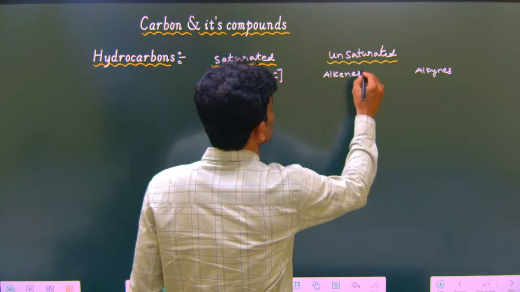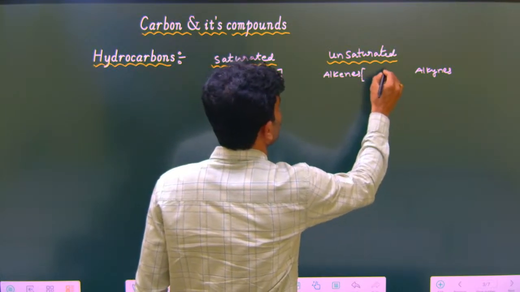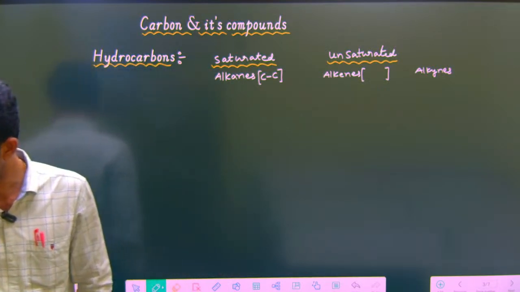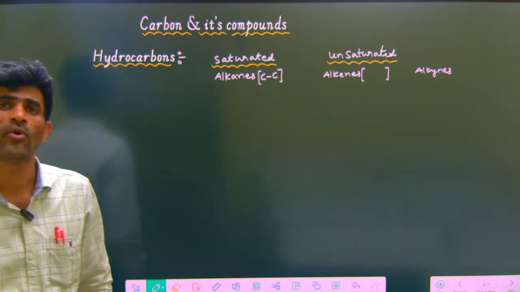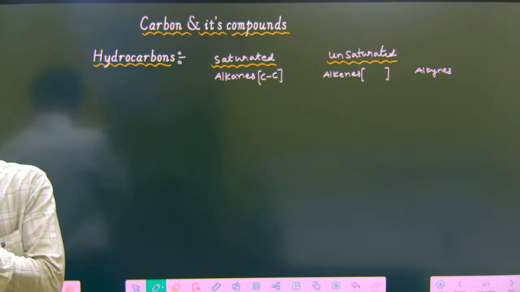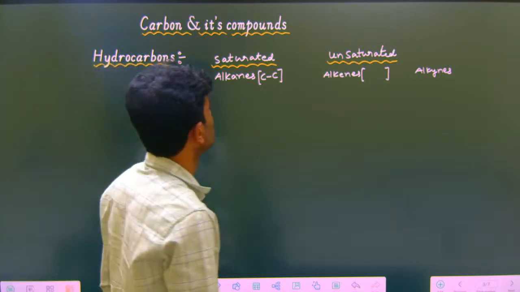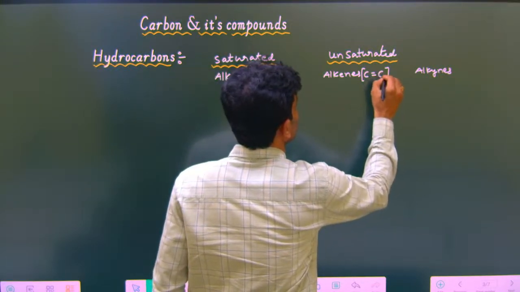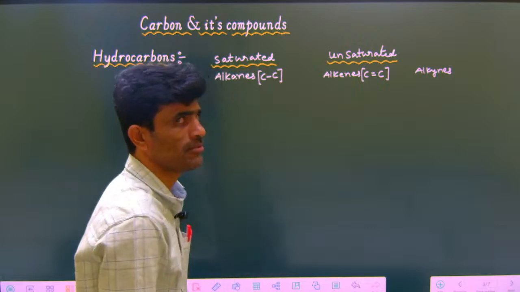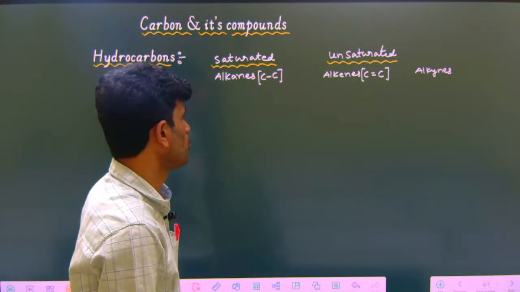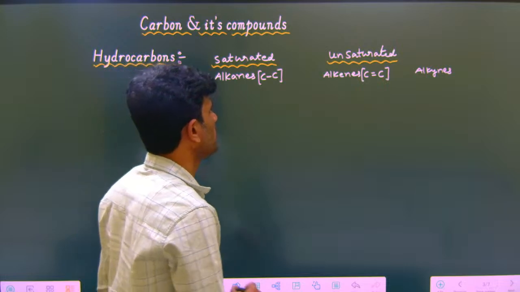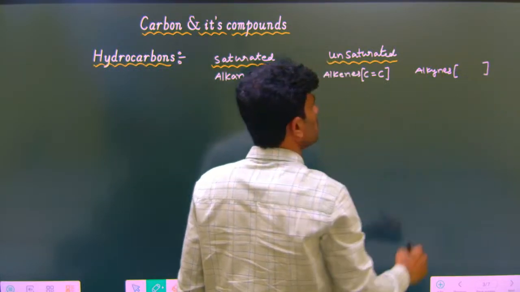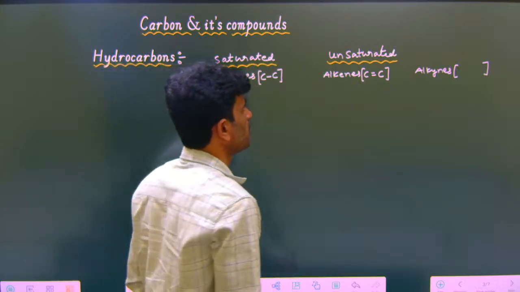What about alkenes? How many covalent bonds will be there between carbon and carbon in alkenes? You can type your answer if you know it. Double bond. If there is a double bond between carbon and carbon atoms, we call those hydrocarbons alkenes. What about alkynes? If you have a triple bond between carbon and carbon, we call them alkynes.